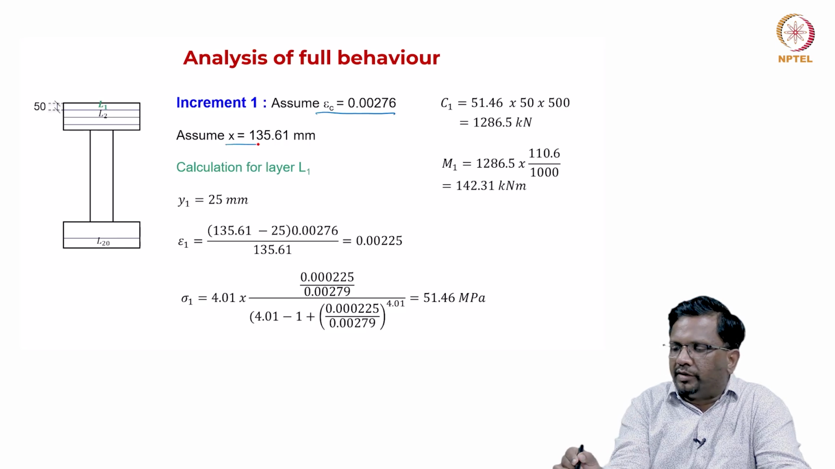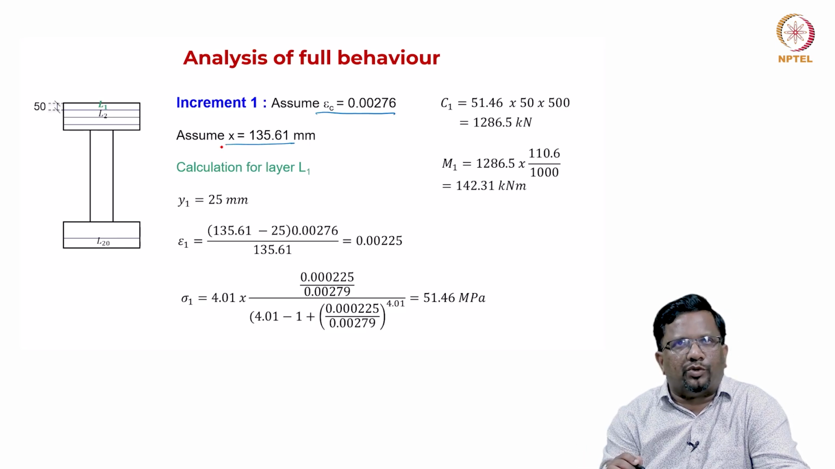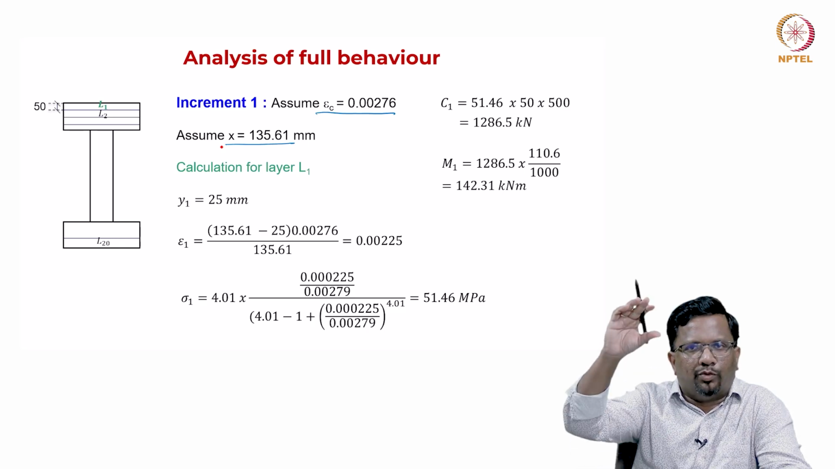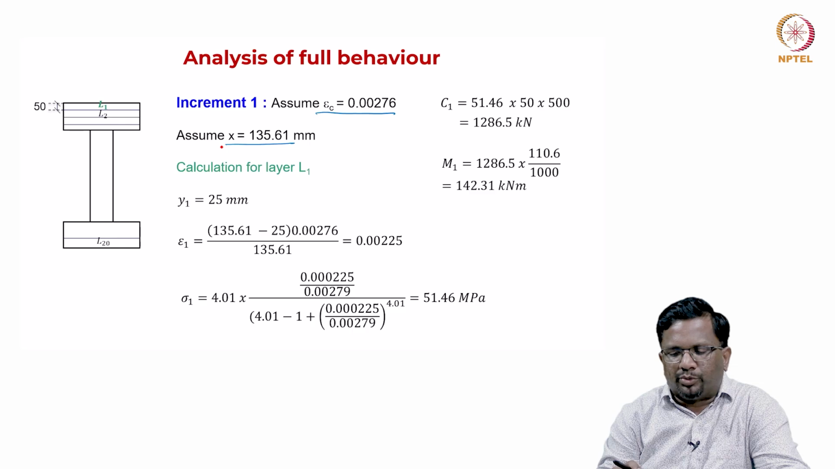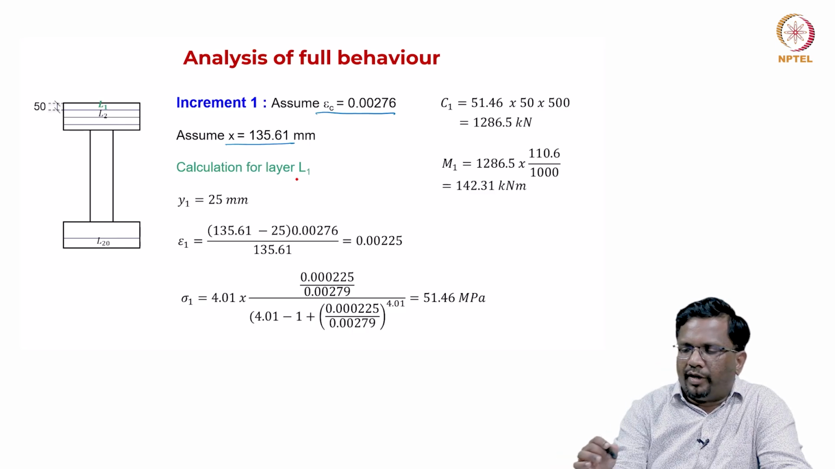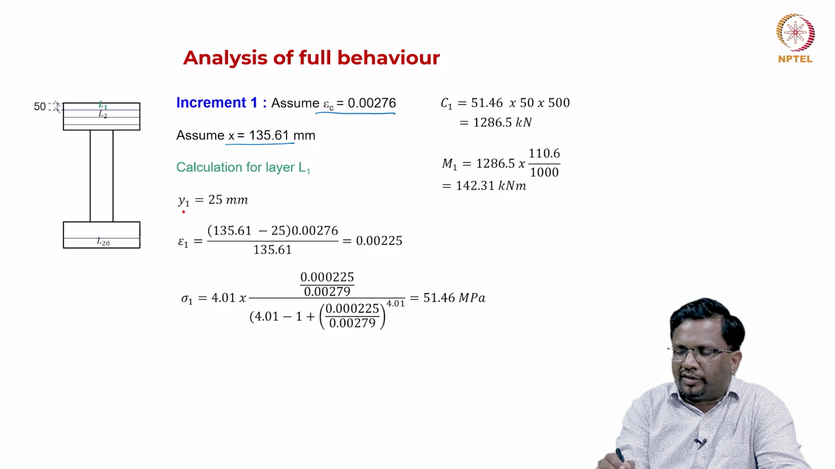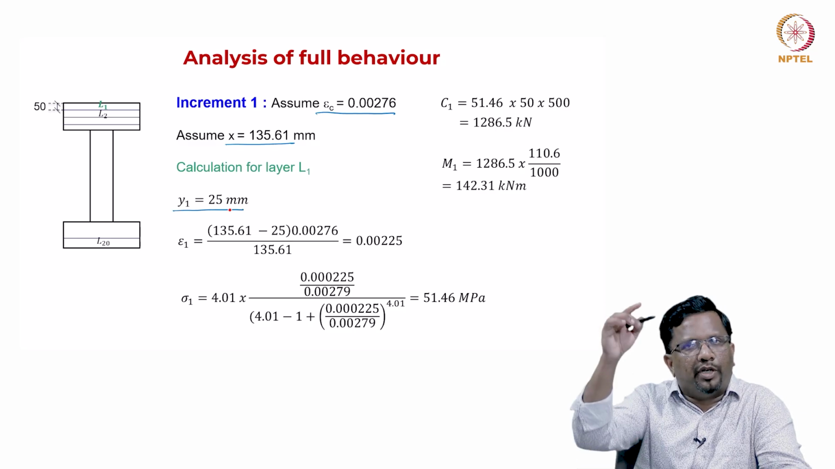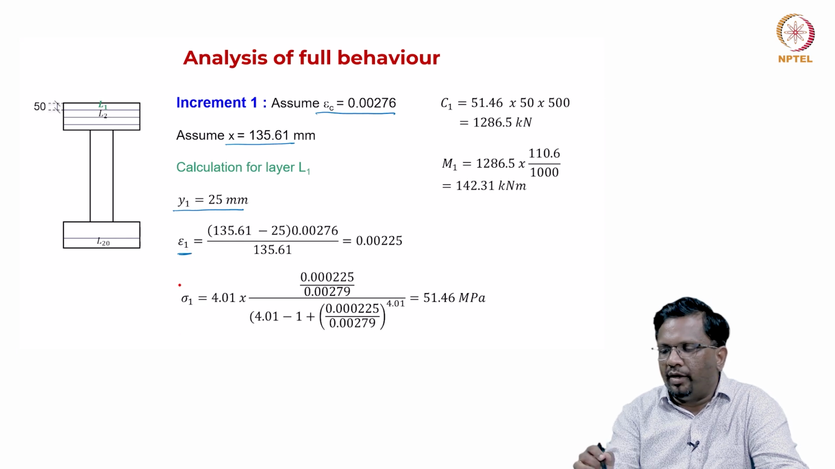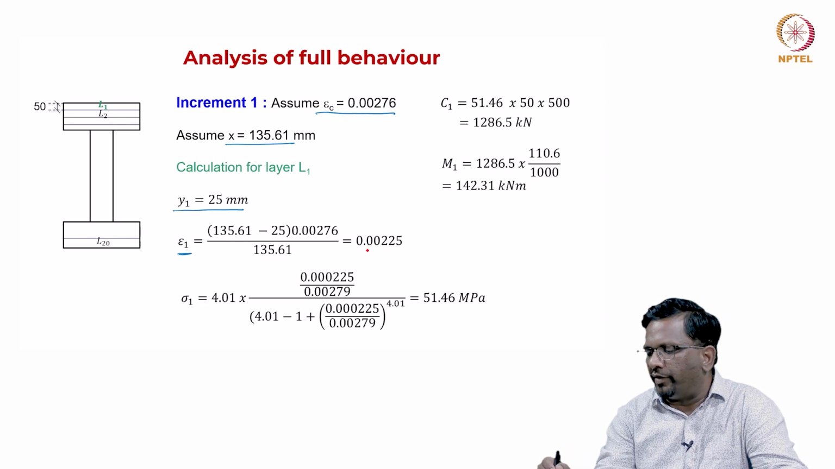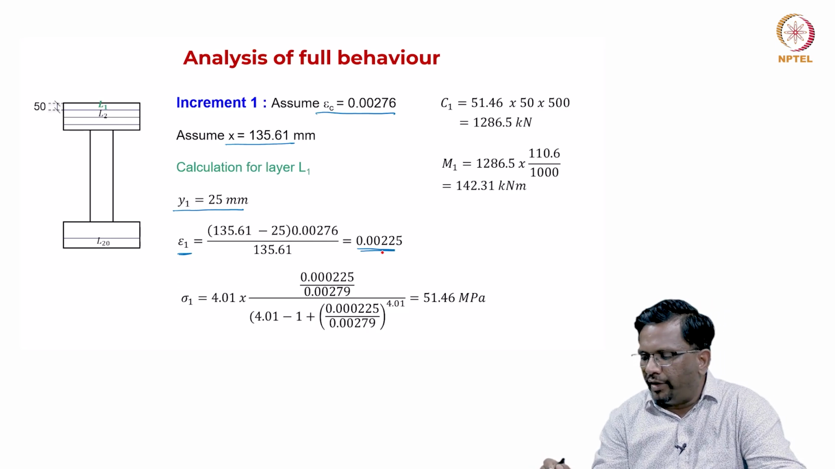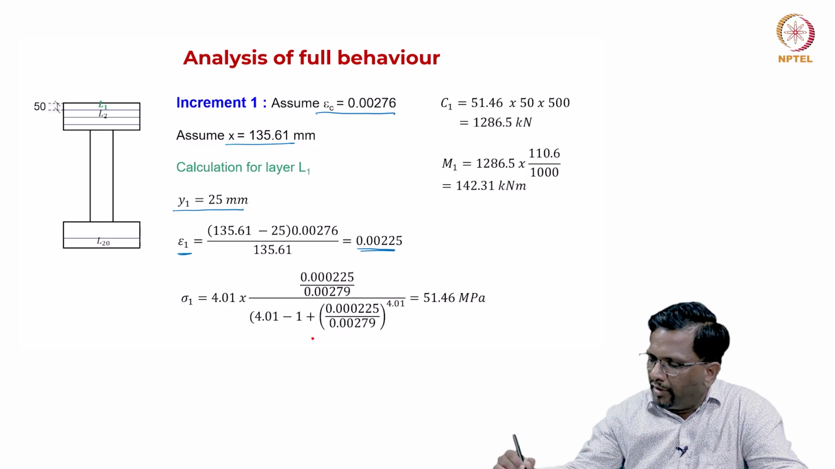That is equal to 135.61 millimeter, and I am dividing each layer by 50 millimeter. I have 1 meter, so you can see the number of layers, 20 layers are there. For the top layer L1, the centroid is going to be at a distance of 25 millimeter from the top. So, the strain epsilon 1 in the first layer, using similar triangles, you get a value of 0.00225.